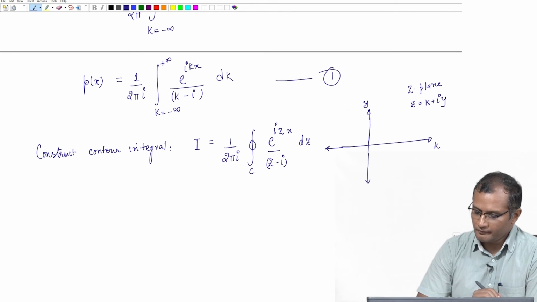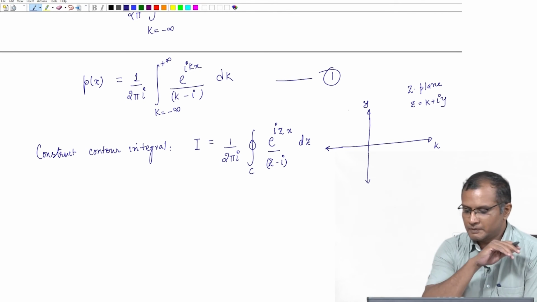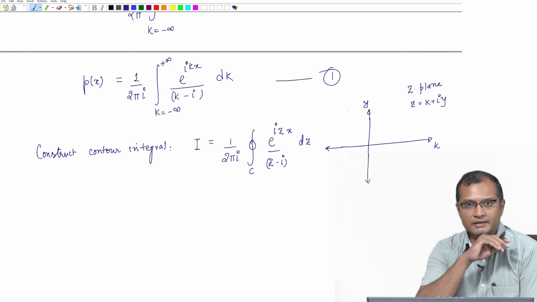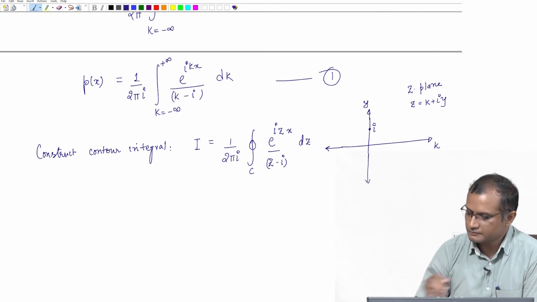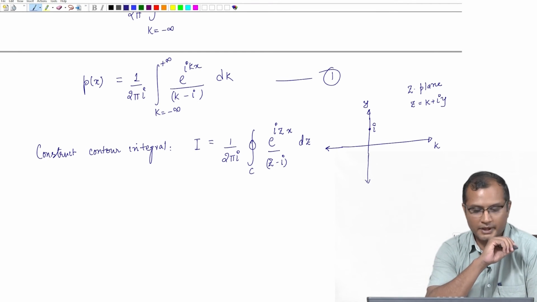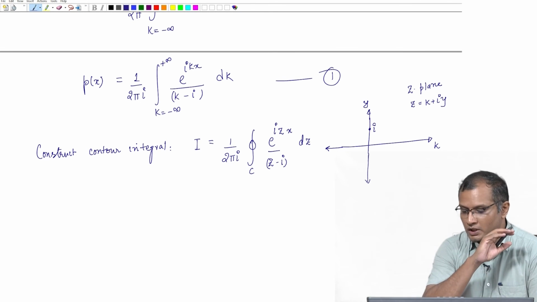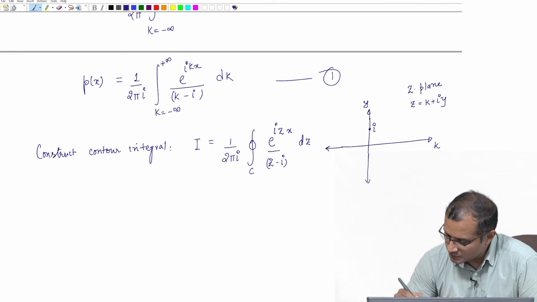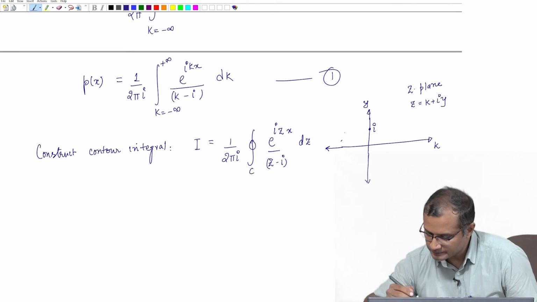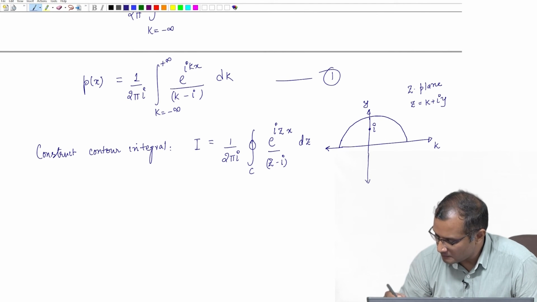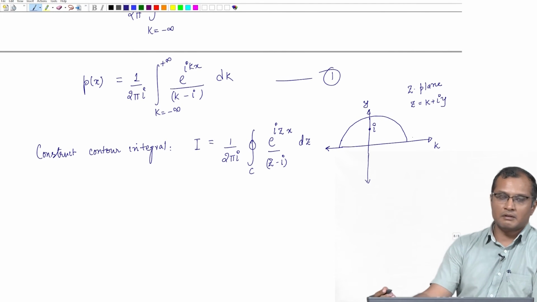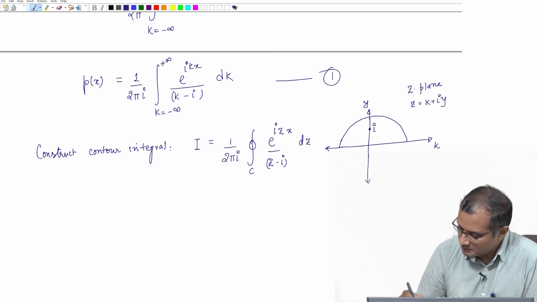Okay. And the function e to the power i z x upon z minus i has a pole at z equals to i. Okay. And I need to show a contour here. So, I am going to show a contour which is basically a semicircular contour.